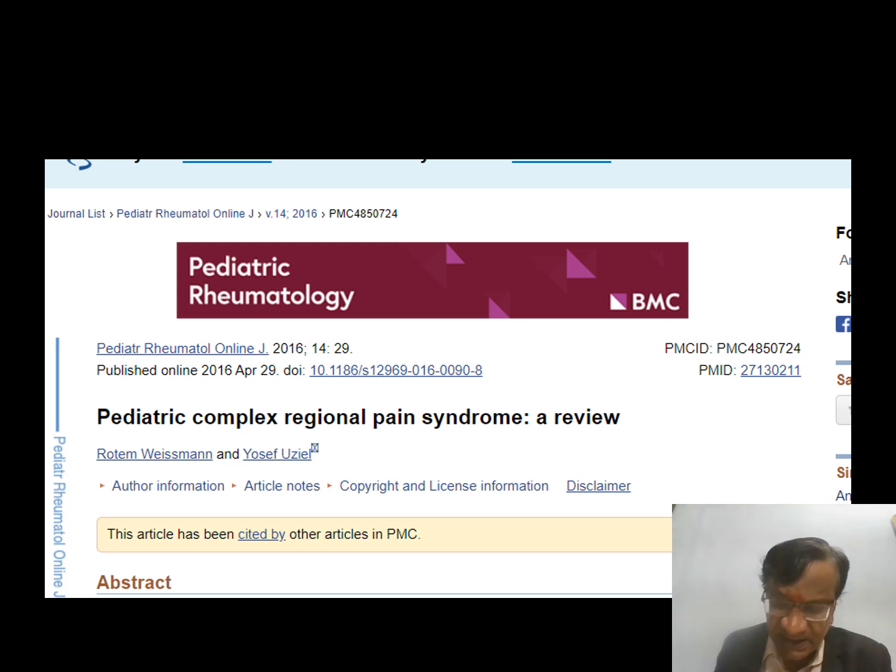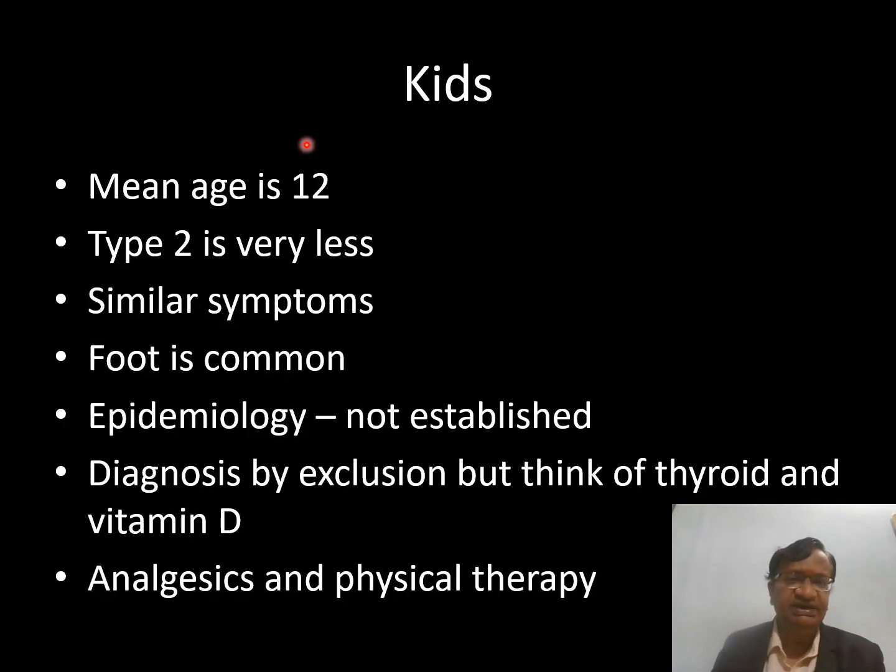Pediatric complex regional pain syndromes are there. Now, who is typical? An adult female of 50 years. That is common. Type 1 is more common. What is type 1? No nerve injury. The foot is commonly affected. Epidemiology is not established. Diagnosis is by exclusion. But think of thyroid and vitamin D. Do aggressive analgesia and physiotherapy.